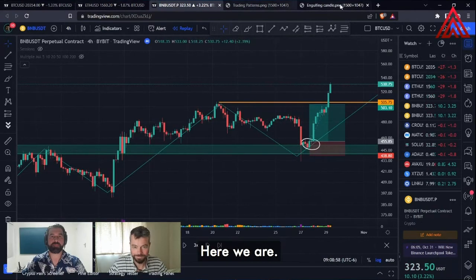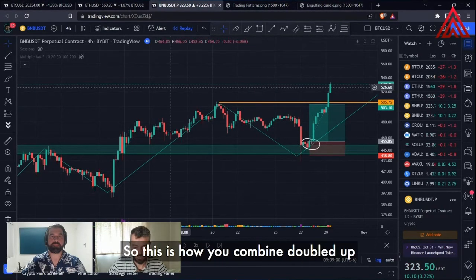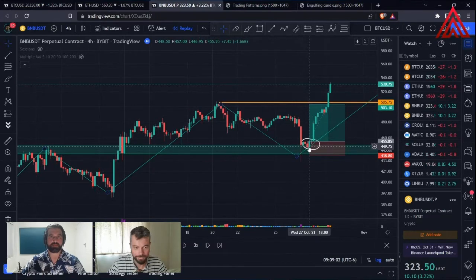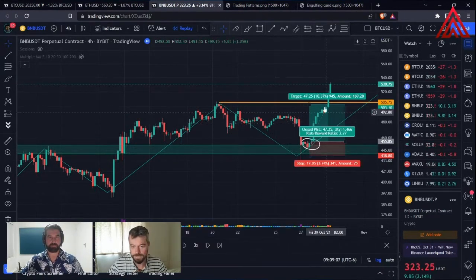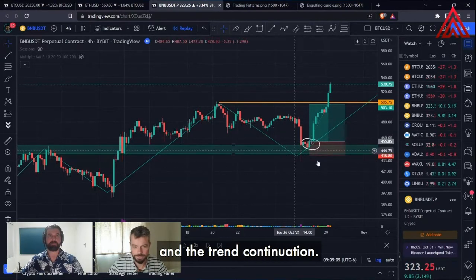Here we are. So this is how you combine a double bottom with different time frames and a trend continuation.